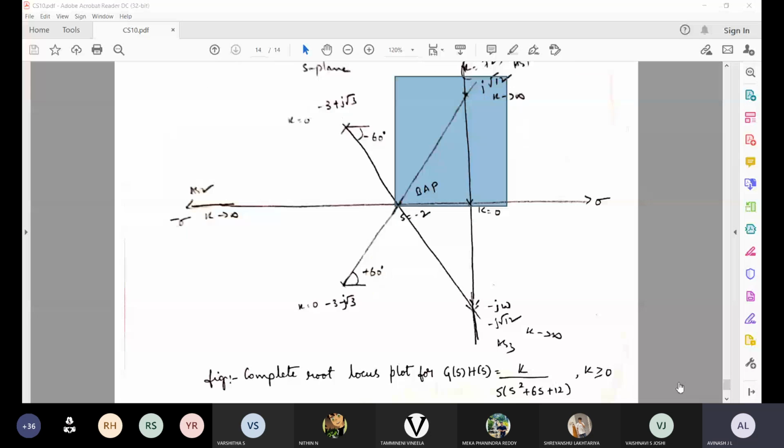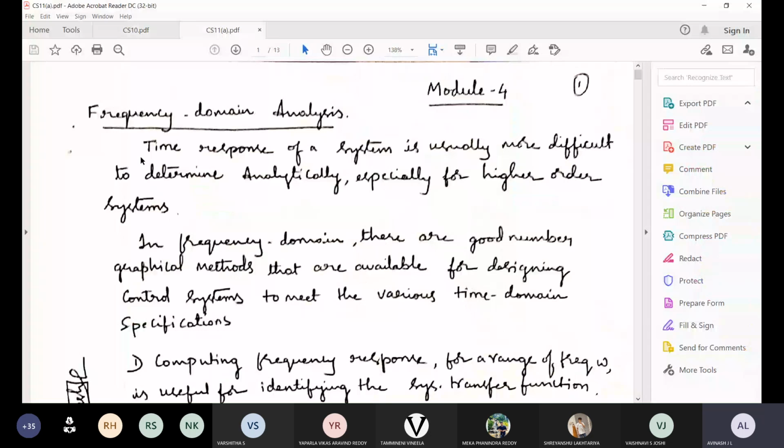So that completes your root locus part. Let me go to the next part. Next, take the heading frequency domain analysis.